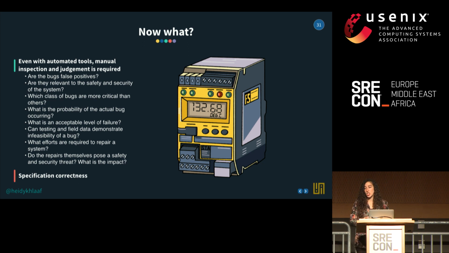There are some really important questions that you have to ask. Are the bugs false positives? The tools actually produce a huge amount of false positives, depending on whether they can understand your compiler or your language.